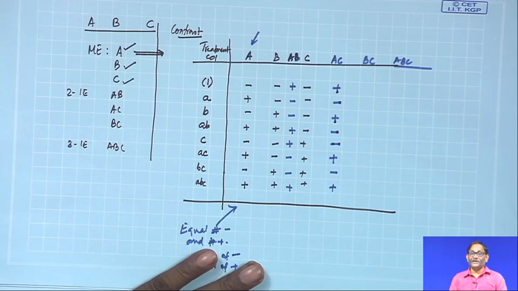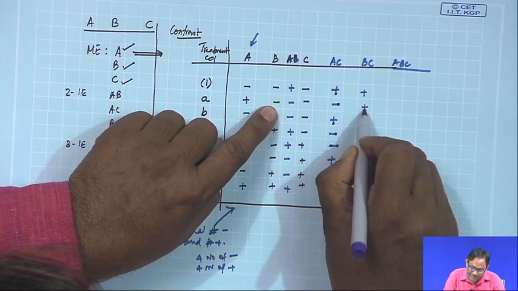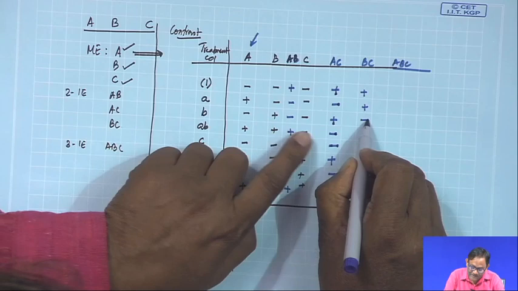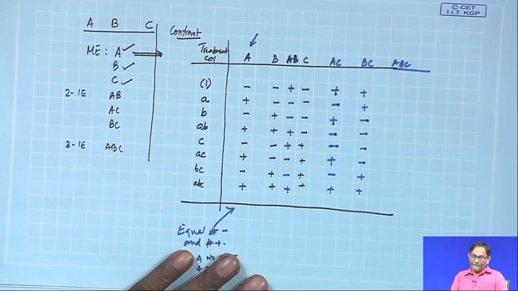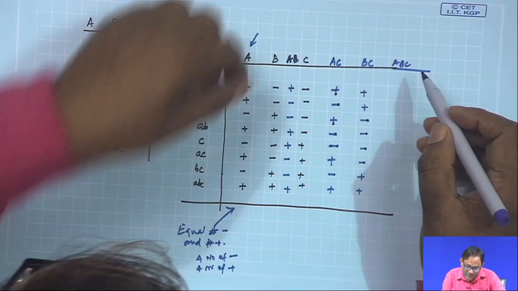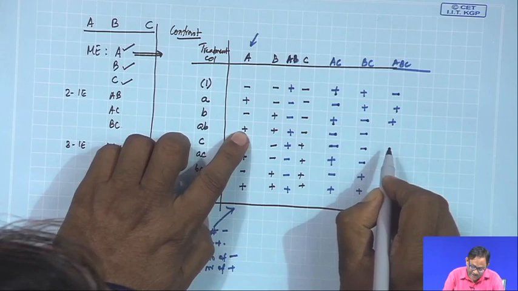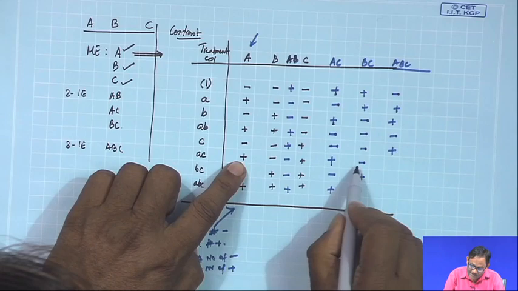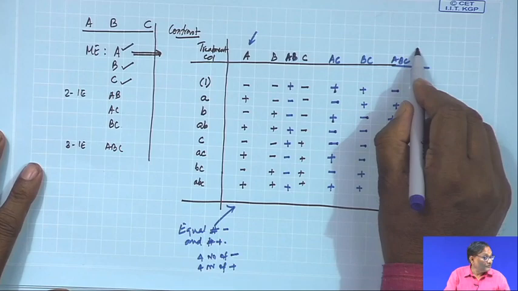So, find out BC. BC you multiply B column versus C column, minus, minus, plus, minus, minus, plus, plus, minus, minus, plus, minus, minus, minus, plus, minus, minus, plus, minus, plus, plus, plus, plus, plus, plus. Now, if you want to get ABC, take any one, suppose BC into A. So, minus, plus, minus, plus, plus, plus, minus, minus, plus, plus, minus, minus, minus, minus, plus, plus, minus, minus, minus, plus, minus, plus, plus, plus. Okay, so this is your algebraic signs.